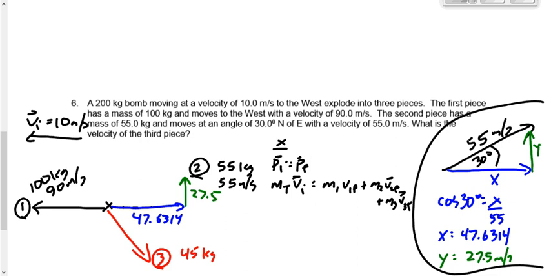Yeah, the total mass is 200 times vi is negative 90. M1 is, no, that's not right. That shouldn't be negative 90. That should be what? Negative 10. Good. I combined the initial mass with the final velocity, right? Equals what? M1 is 100 times negative 90 this time, plus M2, which is 55, times, what's V2F for the x component here?